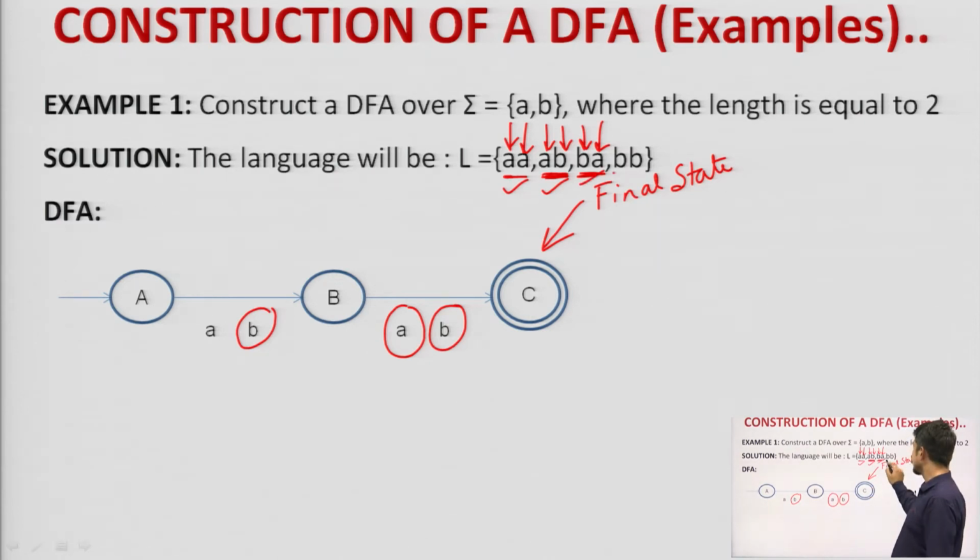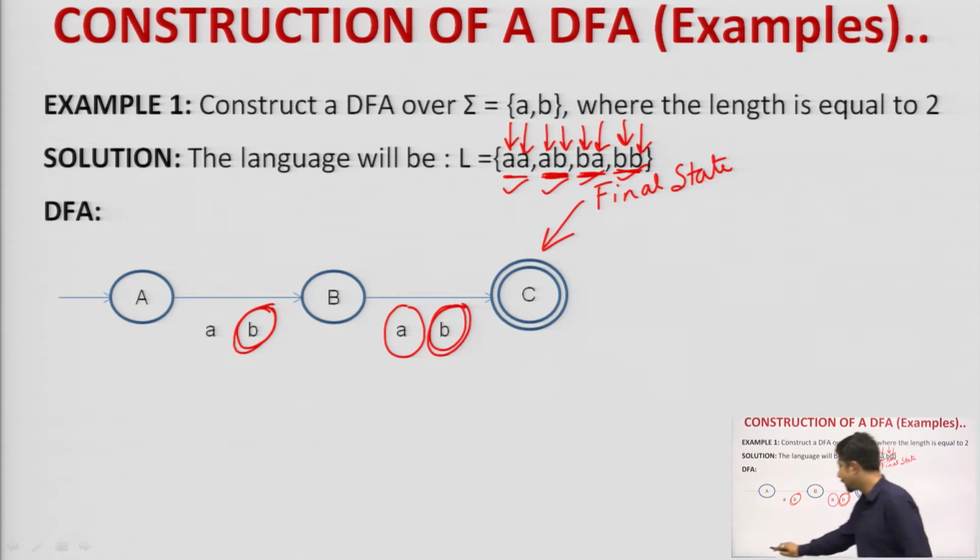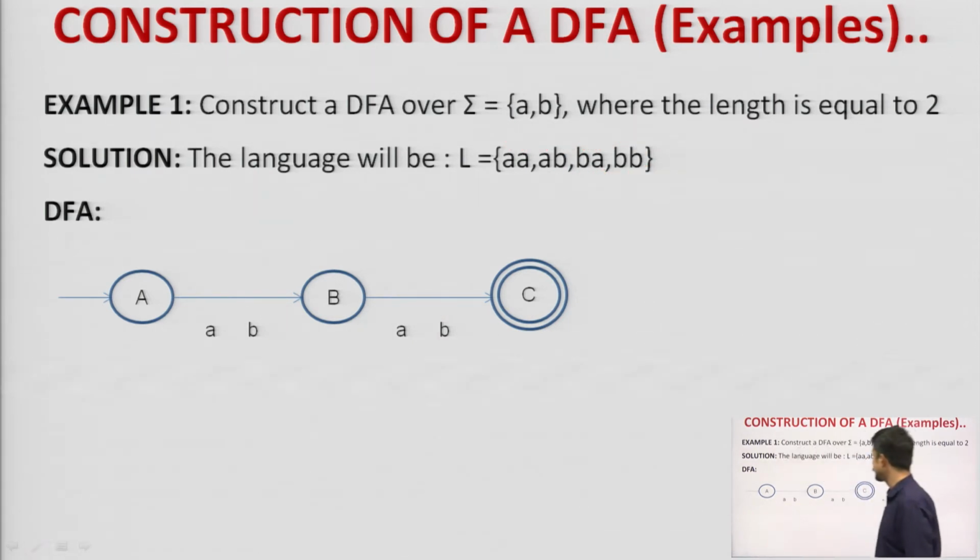Now, coming to the last one, that is B B. B is coming from the initial state, yes. Then next B, is there any B? Yes. So, finally, we got B B is also accepted. So, therefore, we are done with the scenario right now, and we have got all the strings being accepted.